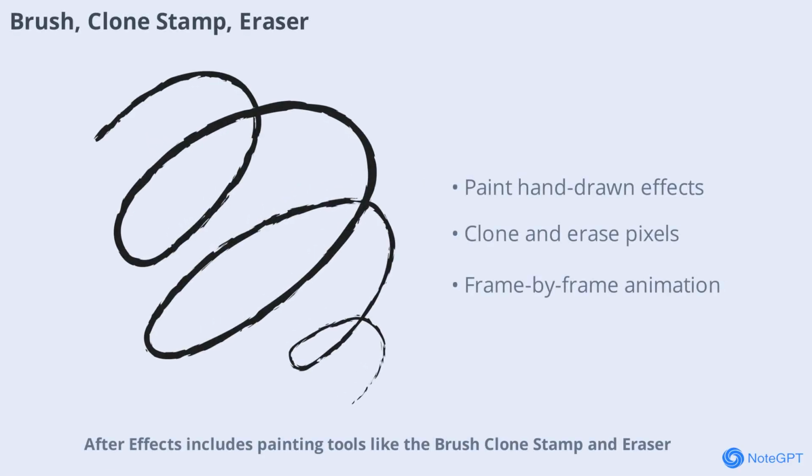After Effects includes painting tools like the brush, clone stamp, and eraser. Use the brush tool for hand-drawn effects or paint animation. The clone stamp copies pixels from one area to another, perfect for removing unwanted objects. The eraser tool lets you erase painted areas. These tools are great for stylized effects and frame-by-frame animation.